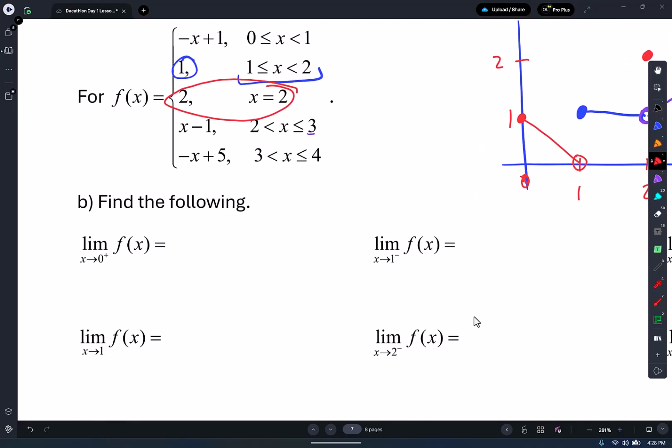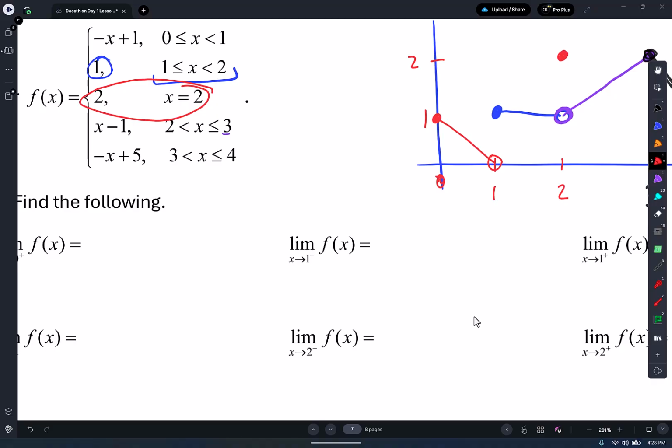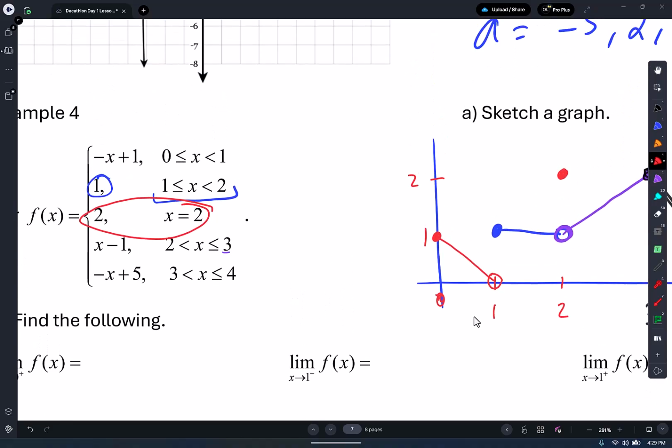Limit of f of x as x approaches 0 from the what side? From the right. There's only one direction, guys. You can only approach 0 from the right. So look at this graph. As I approach x equals 0 from the right, I look at the curve. What is that y value? What am I converging at? 1. That's what that limit is. I'm going to put 1.